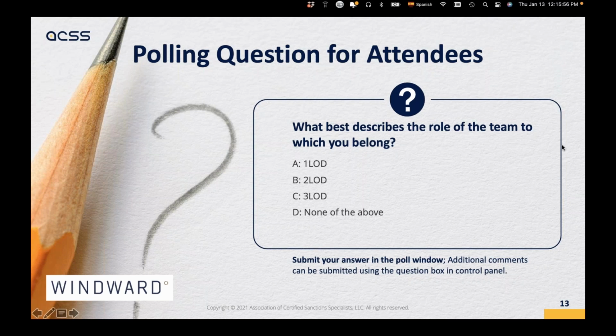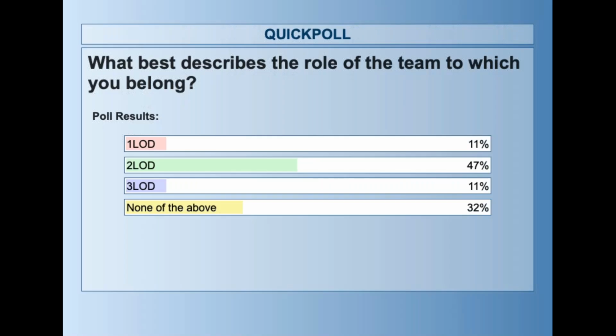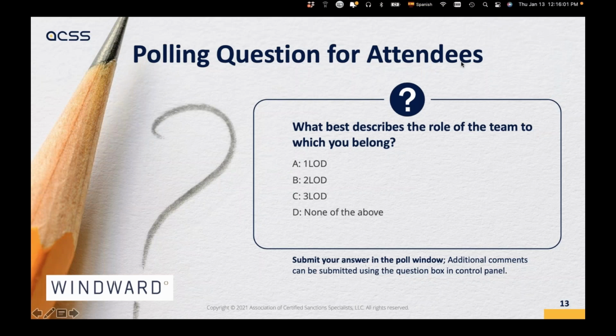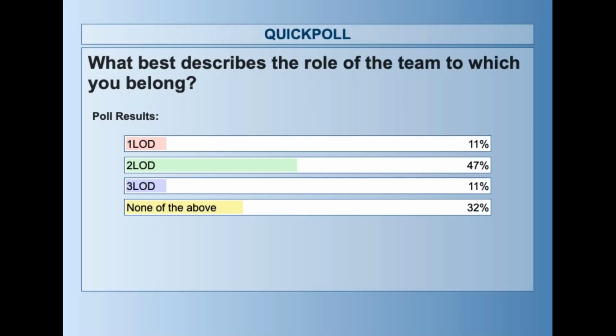I think the poll was closed. Just going to give everybody a minute. Too fast. Sorry, it looks like the poll closed automatically, but some people voted. Okay.